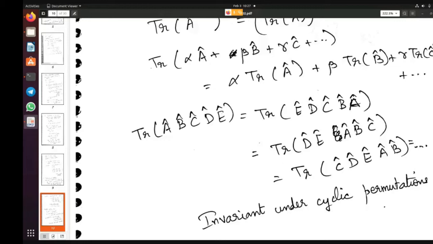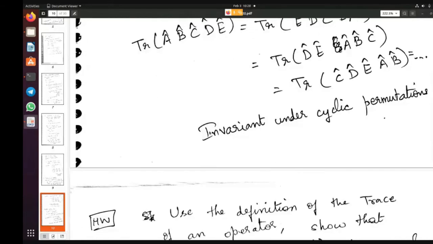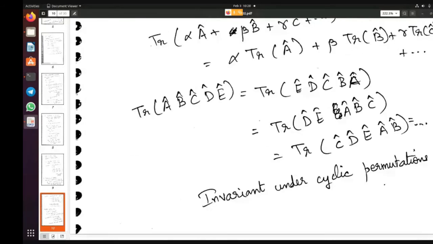okay, I think there is something wrong here. This one you'll have to check. Maybe there is something wrong. I'll check and get back to you. But this one you see, it is going in cyclic fashion. So you have D, E, and then A, B, C. And then you have C, D, E, and then A, B. It will keep going in cyclic fashion and all of these are equal to each other. So basically this is invariant under cyclic permutation. So that's why I think this is wrong. You can double check this and make sure that you have corrected this part.